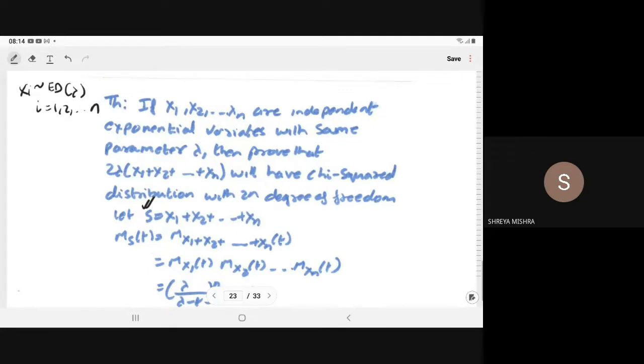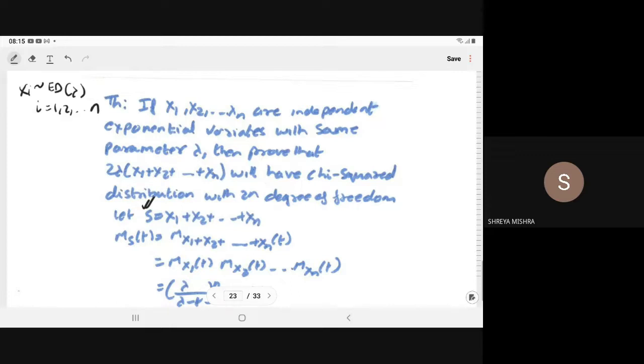So let us define a random variable S as a sum of the random variables, a function of the random variables. Define S as the sum of the exponential variates, x1 plus x2 plus ... plus xn. We know that the moment generating function is the fingerprint, so for a distribution we compute the moment generating function. Mean, variance, standard deviation and PDF may be the same for two distributions, but the moment generating function is unique.